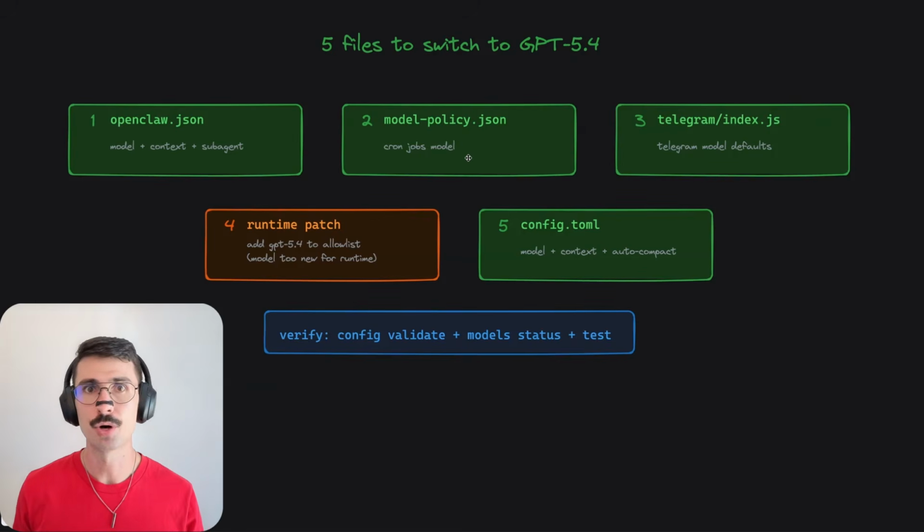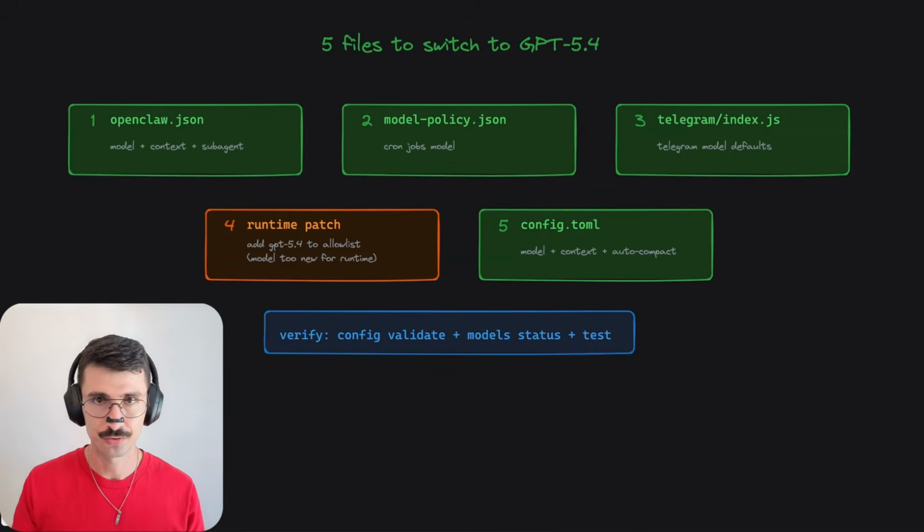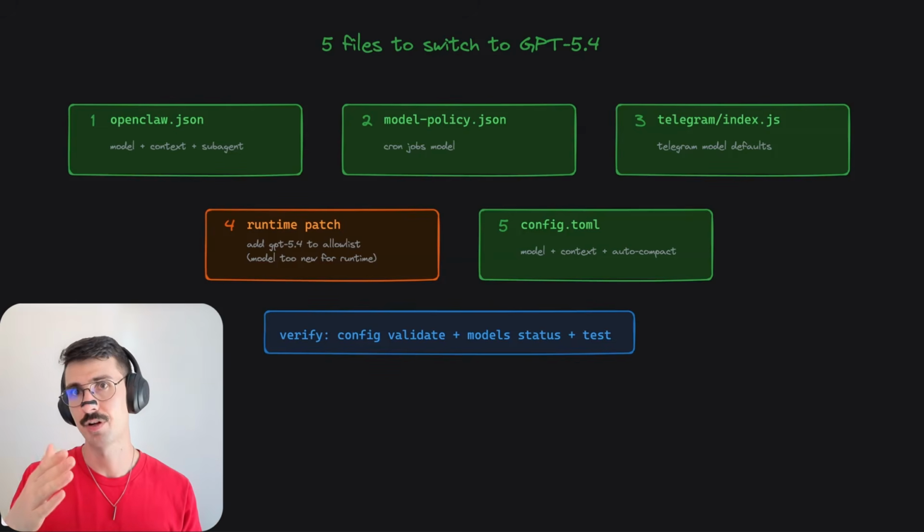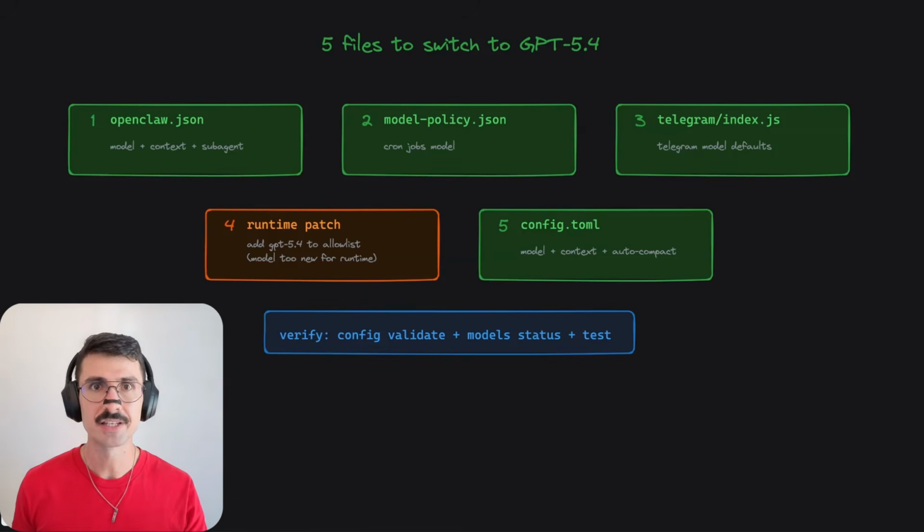File 2 is model policy.json in your cron folder. This tells your scheduled tasks which model to use. It's the same model string as file 1. File 3, your Telegram workflows index.js. If you're using Telegram for agent communication, which I am, or for agents talk to me through Telegram, you update the model defaults there. File 4, this one is a bit different.